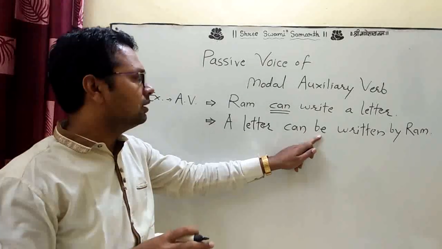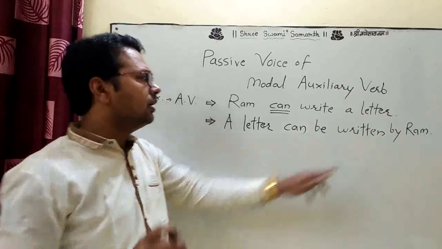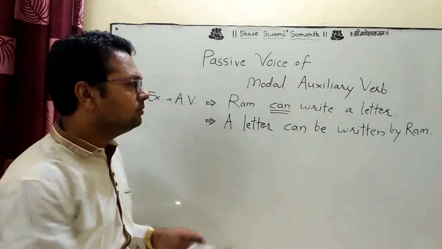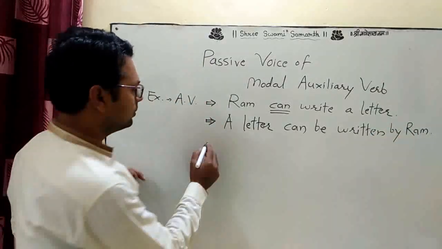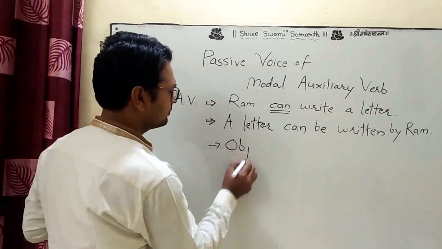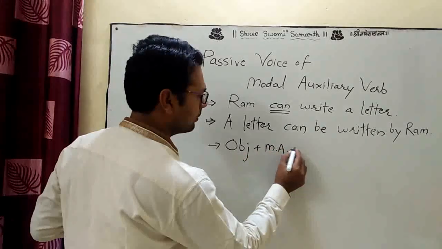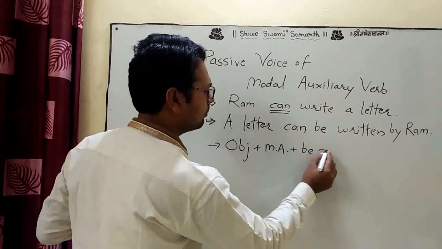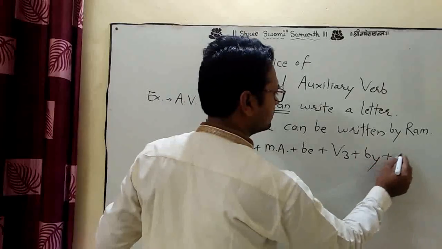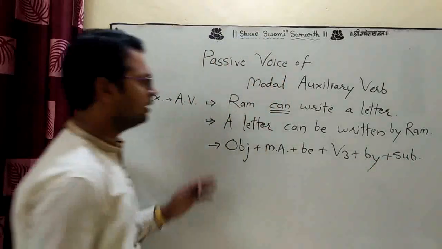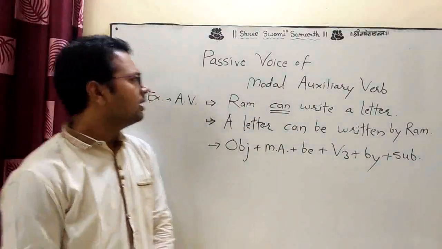Be is added in the passive voice. Then V3. Whenever we make the passive voice, we always use the third form of the verb, then by, and then the subject. The formula is: object plus modal auxiliary verb plus be plus V3 plus by plus subject. Very easy to understand the passive voice of the modal auxiliary verb.